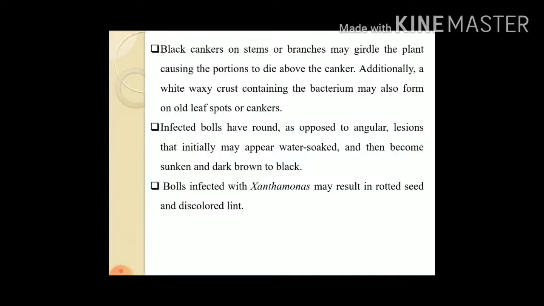The next symptom: black cankers on the stem and branch may form gradually, causing the plant portions to die. Above the canker, additionally a white waxy crust consisting of the bacterium may also form on the old leaf spots or cankers. The infected bolls have rounded spots, as opposed to the angular lesions. Initially they appear water soaked and then become dark brown to black.